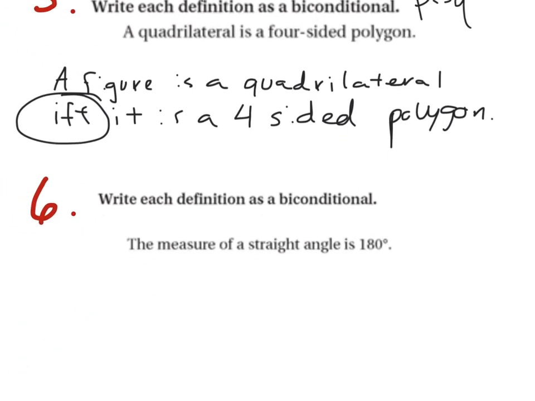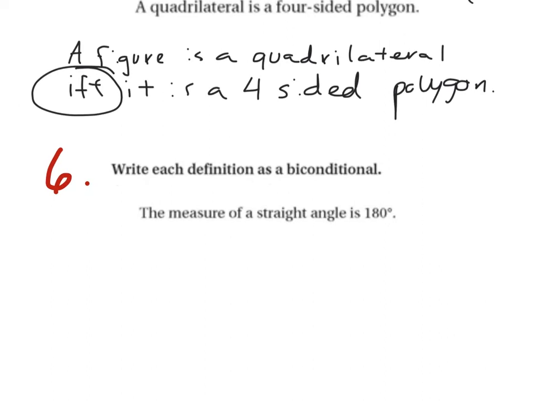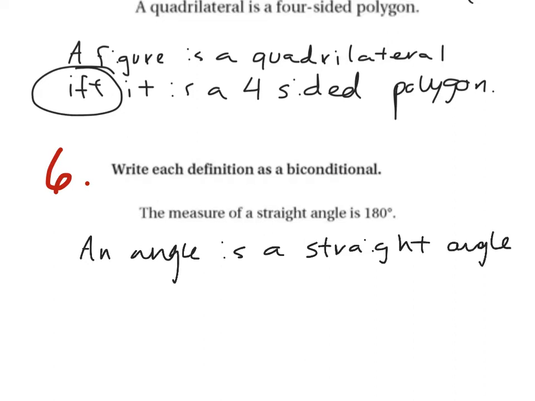The measure of a straight angle is 180. So we would write: an angle is a straight angle if and only if its measure is 180.